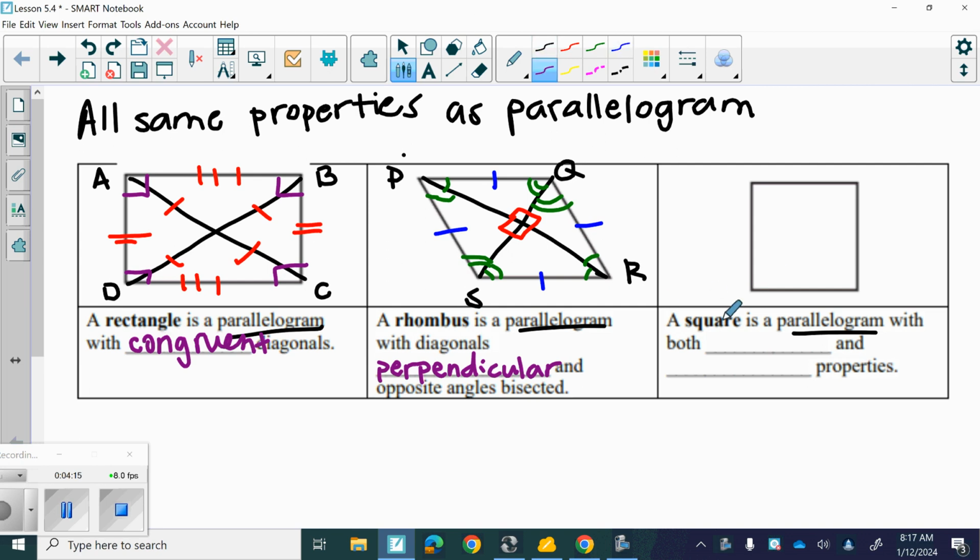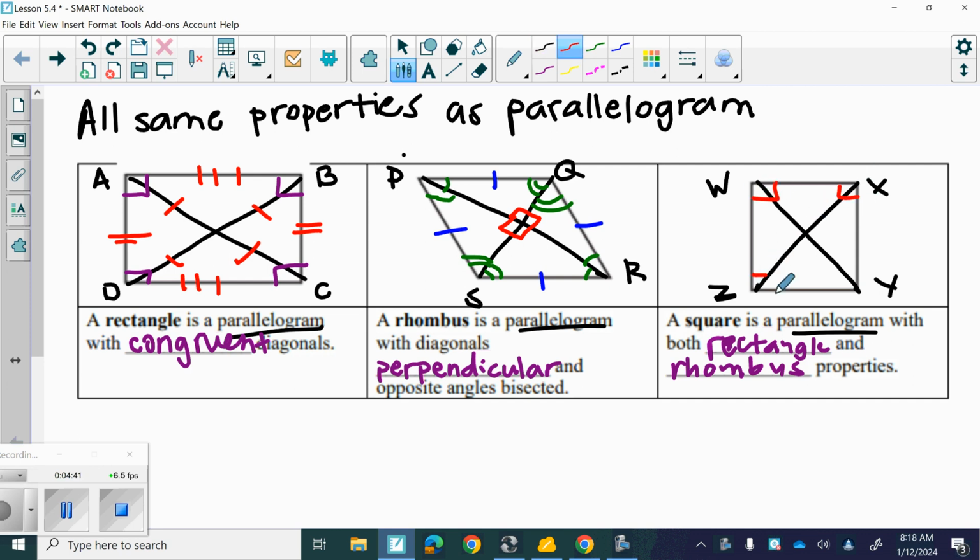And then a square has both rectangle and rhombus properties. So all your corner angles are going to be 90 degrees. Your diagonals are going to be perpendicular, so they're going to intersect at a 90-degree angle. Your angles are going to get bisected, so each half of the angle is 45. All your sides are equal. Each part of the diagonal is the same length. So all the same properties that I've talked about so far, along with your parallelogram properties, will apply here.